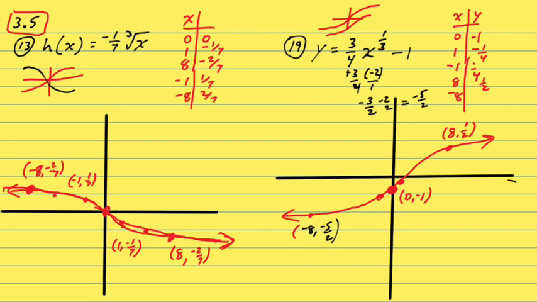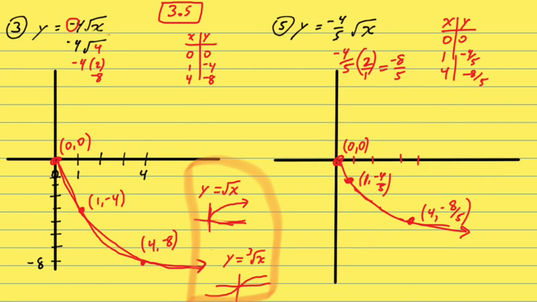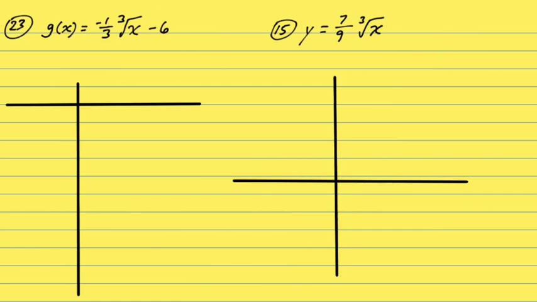I'm more concerned with just getting the shape down than the actual very, very specific points. But I am trying to teach you to plug in values that have third roots, if it's a third root, or values that have square roots, if it's a square root.